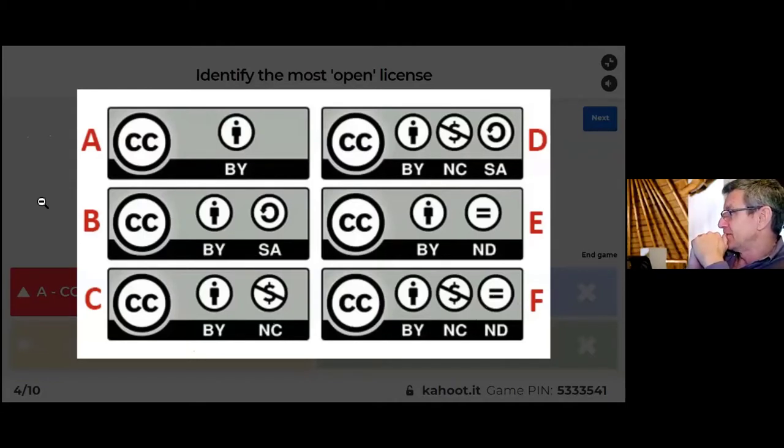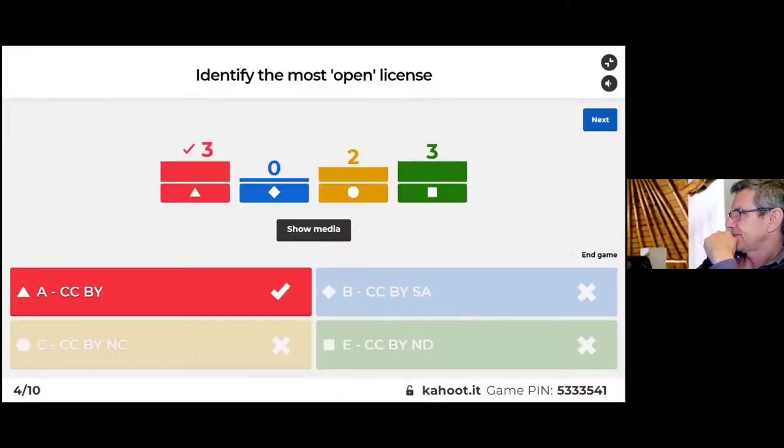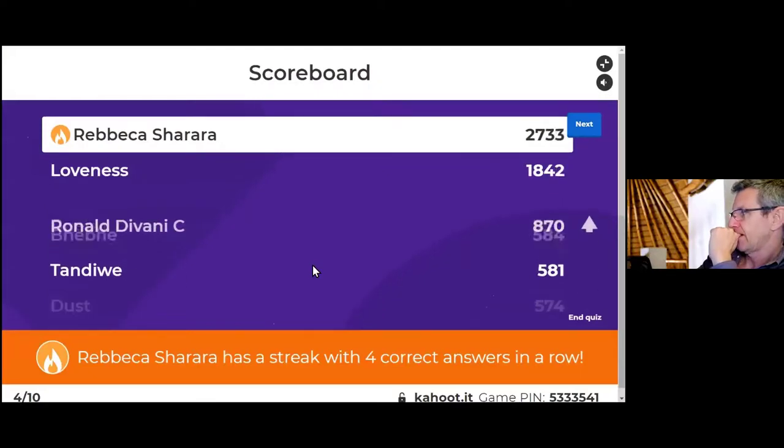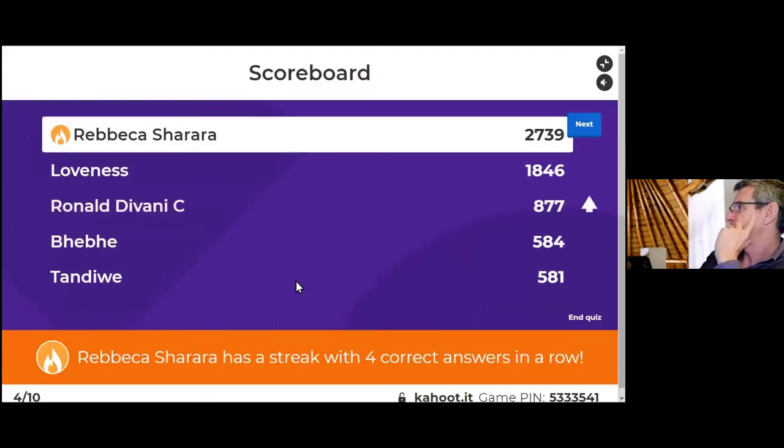A guess which is the most restrictive would be BY-NC-ND. All right, you can make lots of copies, but you can't change it and you can't use it for profit, etc. So keep that in mind then. CC BY is the most open of these licenses. All right, only Ronald moved up the board there.